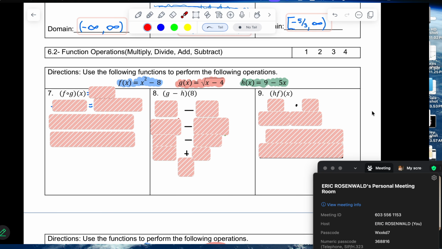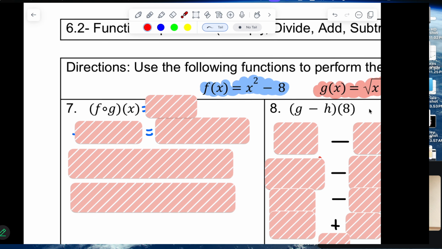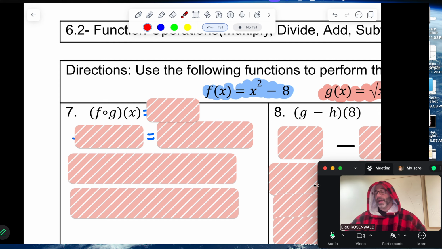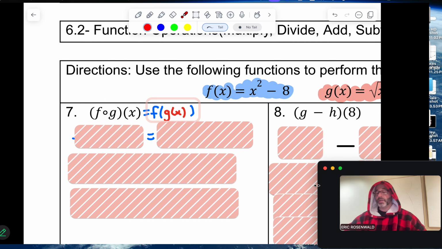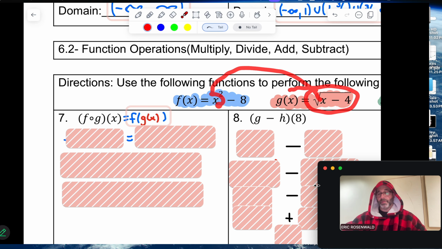Okay. All right, so this first one, when we look at number 7, it says f of g of x. Okay, f of g of x. And so f of g of x implies that we're going to take g of x and put it into f of x, right? So it goes this direction. We're going to take g and put it into f. So you have to find your g function, which is right here. And that function is going to go into my f of x for this x right here.